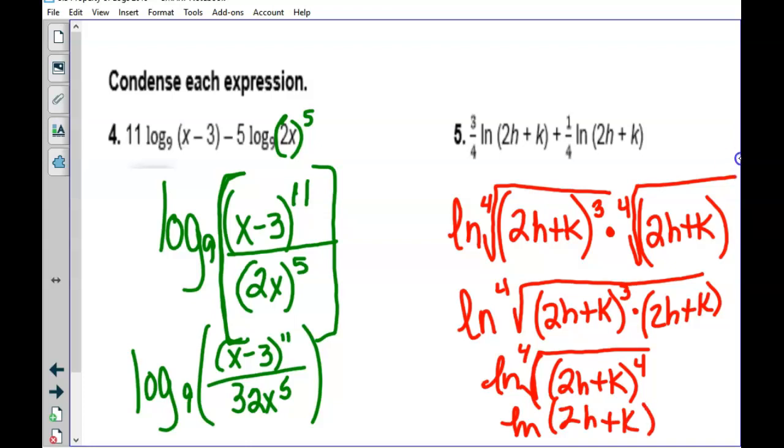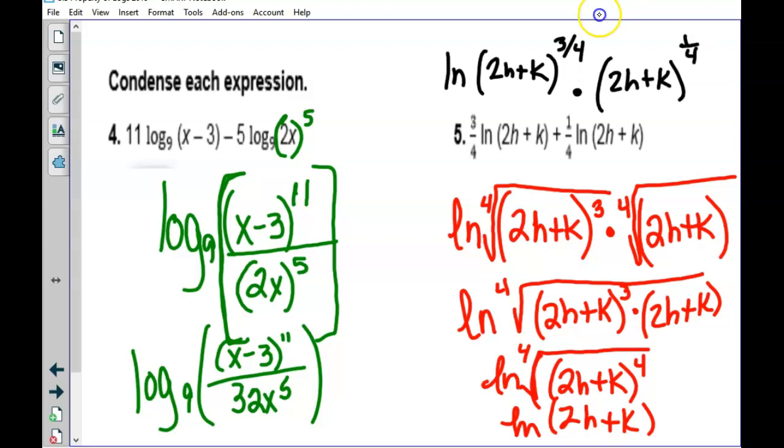Now, it's a miserable question, but what Brandon suggested was we rewrite it 2h plus k to the 3/4 here, and then plus means times, right? 2h plus k, and just leave it to the 1/4, because what do you do with exponents? Add, and that's 1. So we just would have ended up with ln of 2h plus k. That was a much easier way to think of it. We should have gotten the same answer, but it was a pain in the neck the other way.